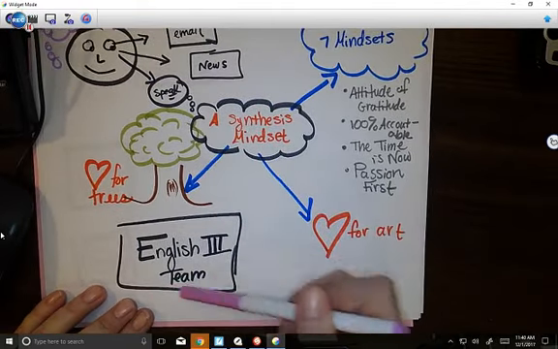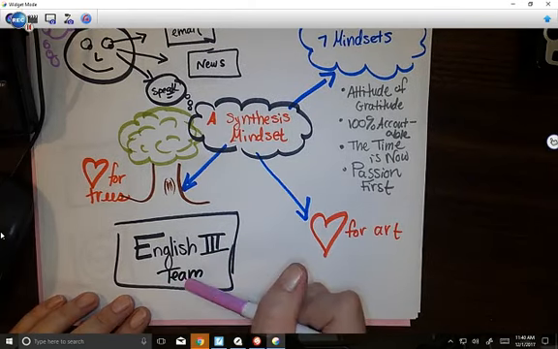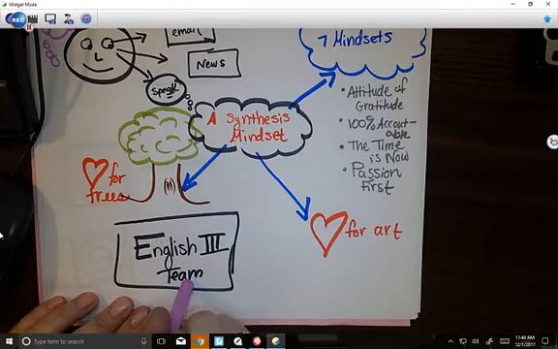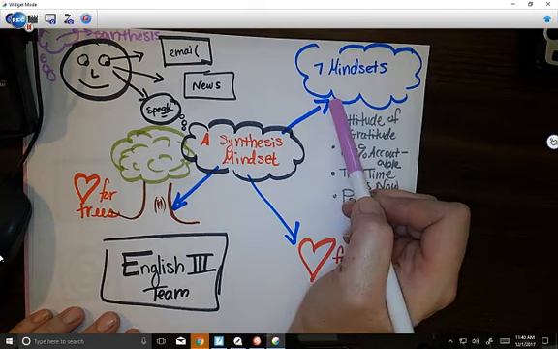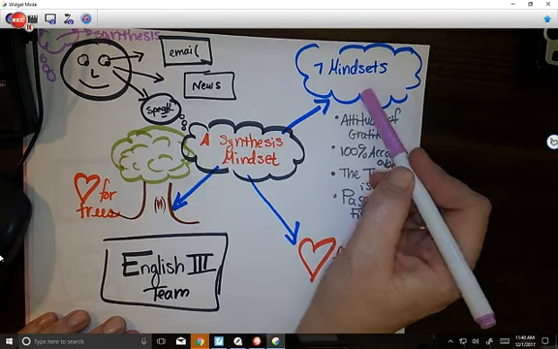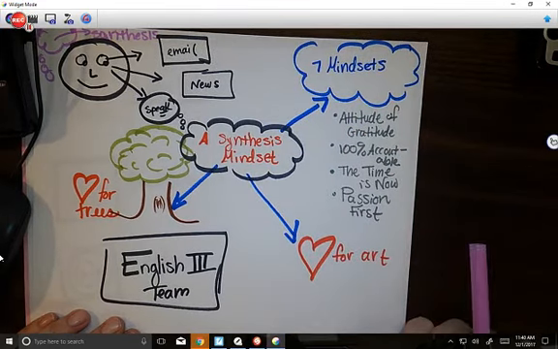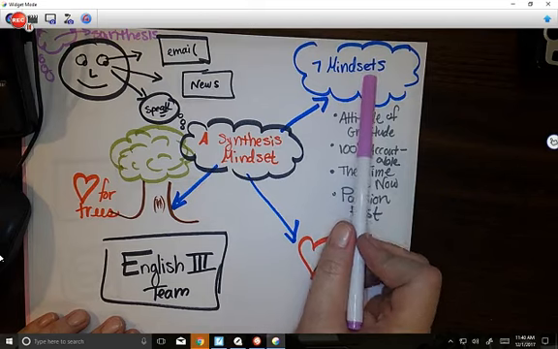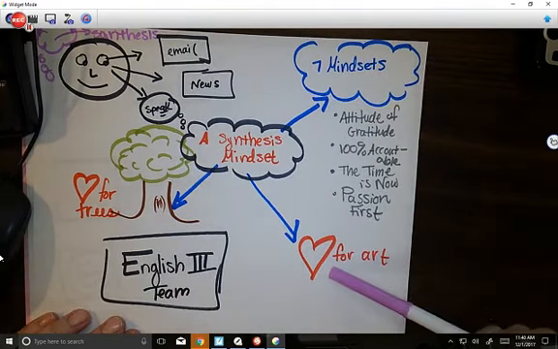In my role in school, I am the English 3 team leader. We have 6 teachers that teach English 3 at our high school. And then we have something entitled the 7 Mindsets, which focuses on a growth mindset, but then other important mindsets that we need to have to be happy and successful in life. And so I'm constantly thinking, how can I bring these things together?